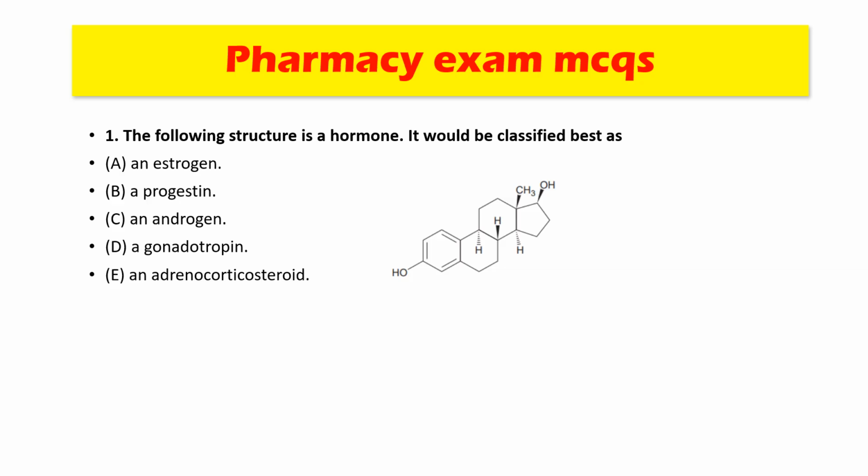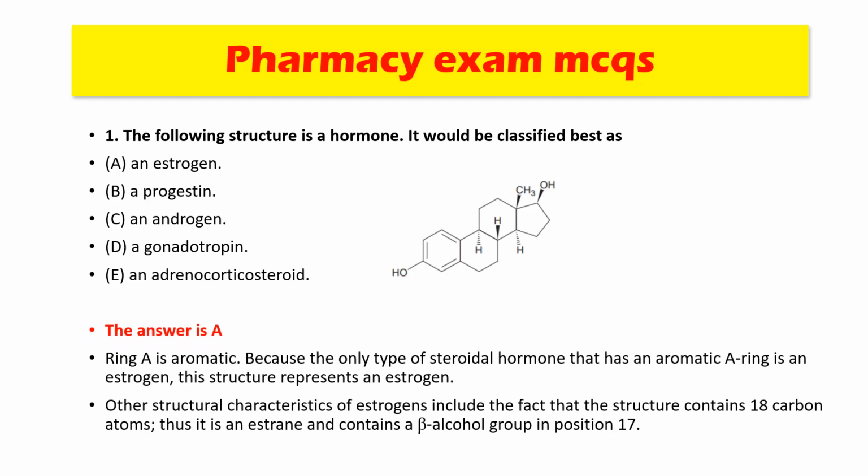So starting with today's first question, the following structure is a hormone. It would be classified best as: the options are an estrogen, a progestin, an androgen, a gonadotrophin, and an adrenocorticosteroid. So here the correct answer is option A, that is an estrogen.